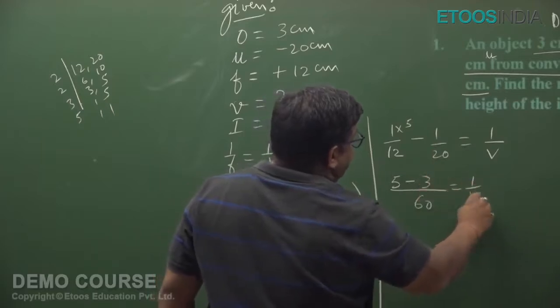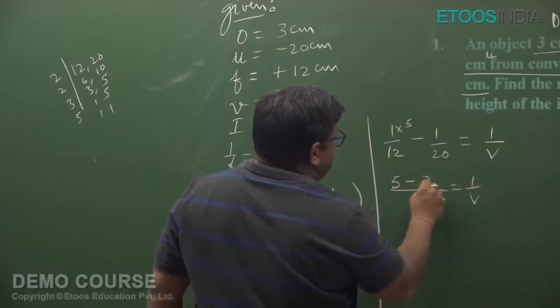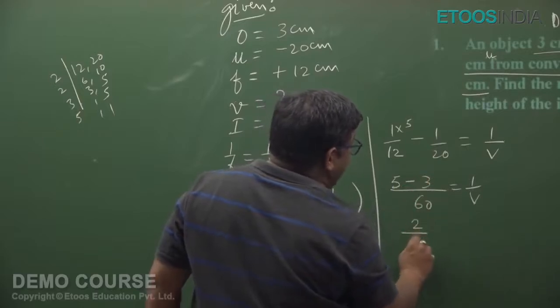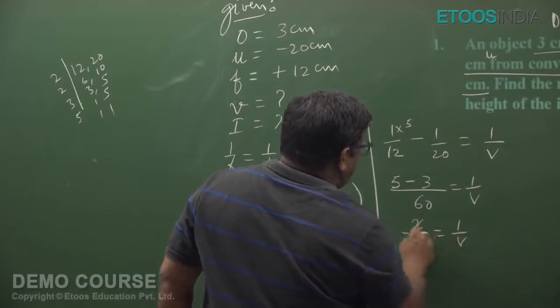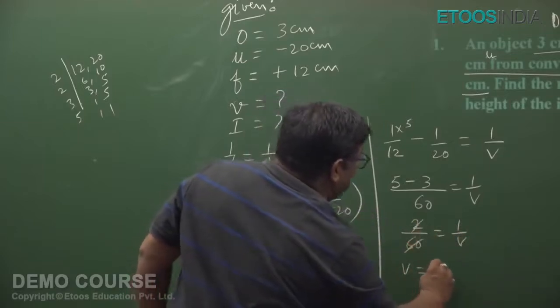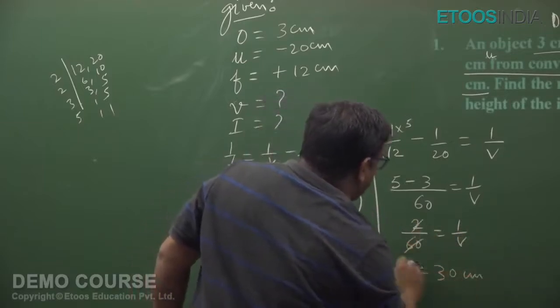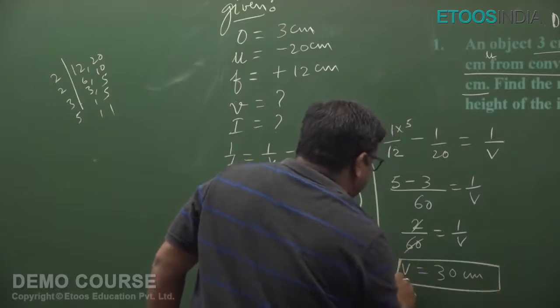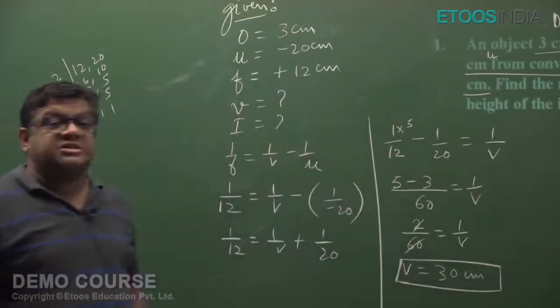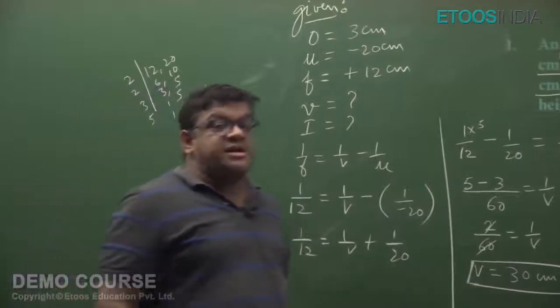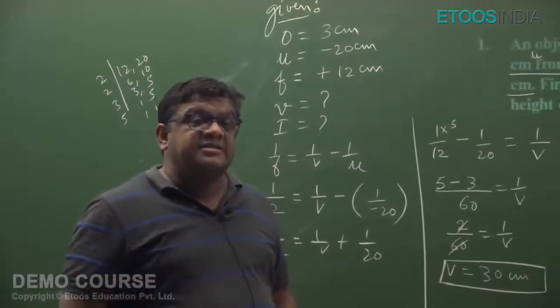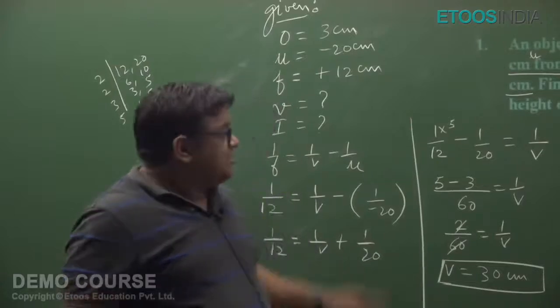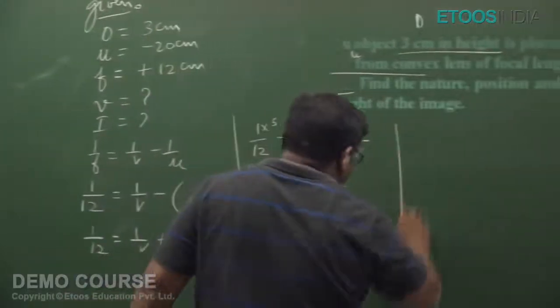So 1 upon V is 5 minus 3, what does it mean? 2 upon 60 is equal to 1 upon V. So V is equal to 30 centimeter with a positive sign. It is with a positive sign. And we know that in lenses, if it is a positive sign, it means that the image is real and inverted.